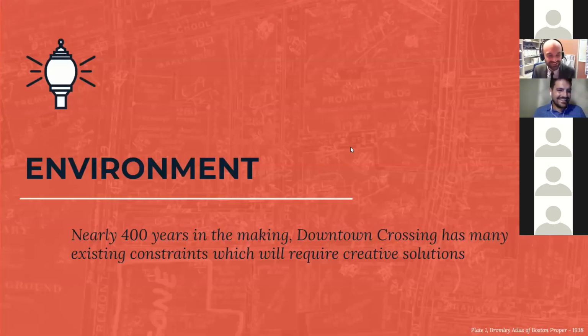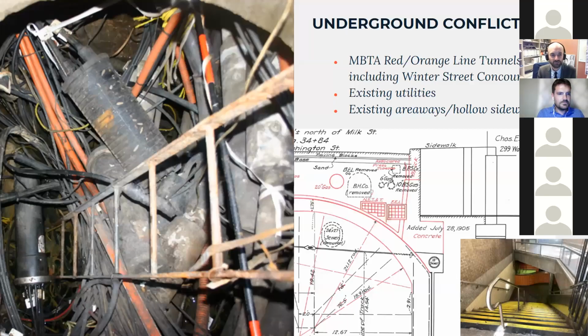All right. So our next theme is environment. We have to recognize this is a very old district in the city, and so there are a lot of existing constraints that are going to require some creative thinking and solutions. We chose these images specifically because we want to highlight some of the messy challenges that lie underneath our feet in this district. There's a lot of MBTA assets, so red and orange line tunnels, including the Winter Street Concourse, that pedestrian tunnel that runs underneath Winter Street.